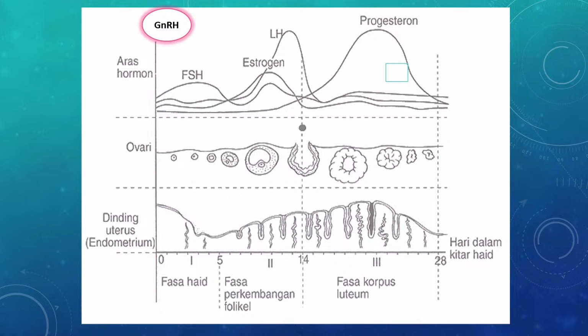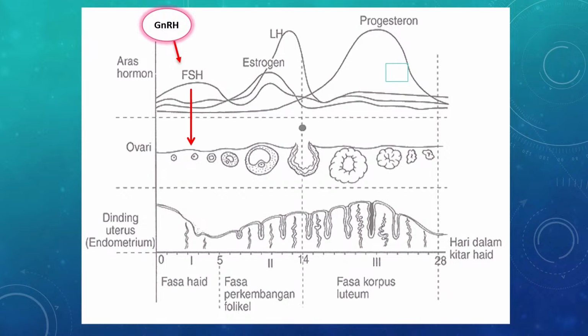If the question asks you to describe the changes in the hormonal level and follicle development during the menstrual cycle, we start with day 0 with the hypothalamus secreting gonadotrophin releasing hormone. This will stimulate the pituitary to secrete FSH. FSH will stimulate follicle development. You can see the follicles growing bigger and larger.